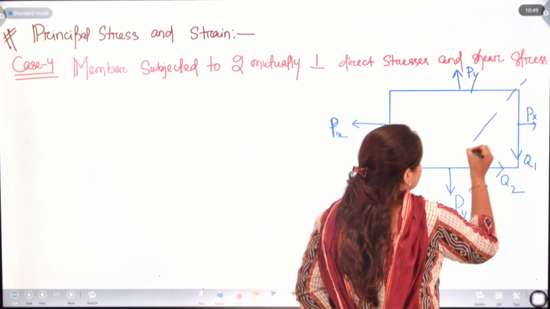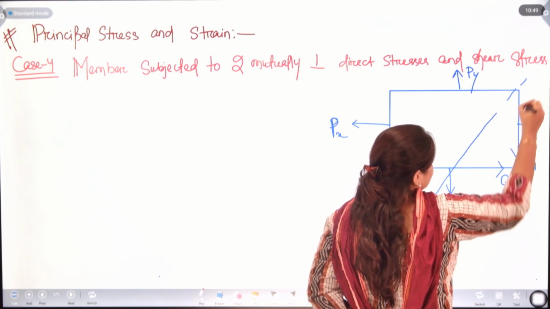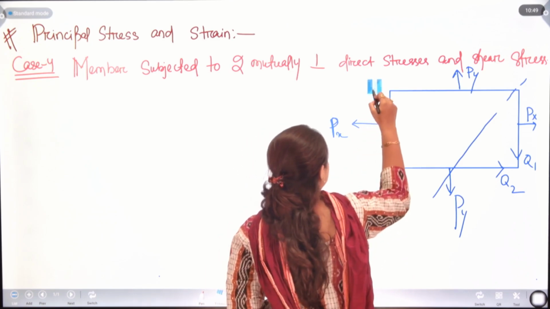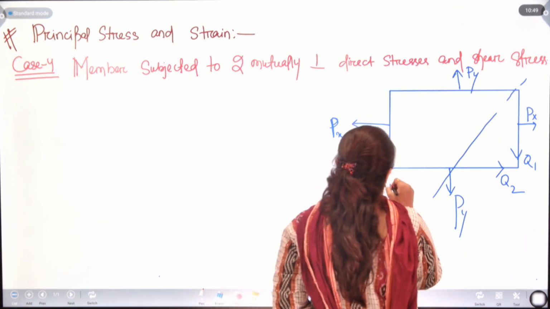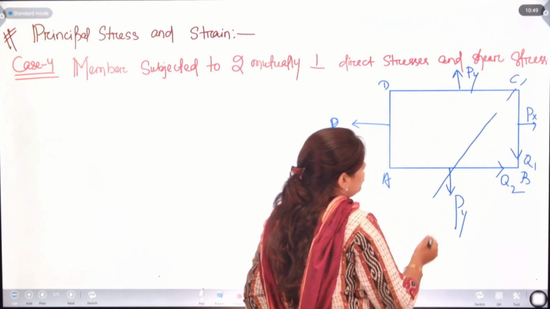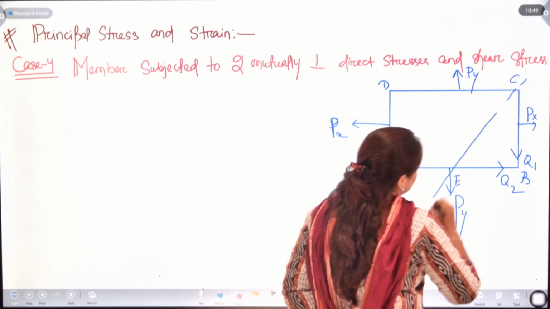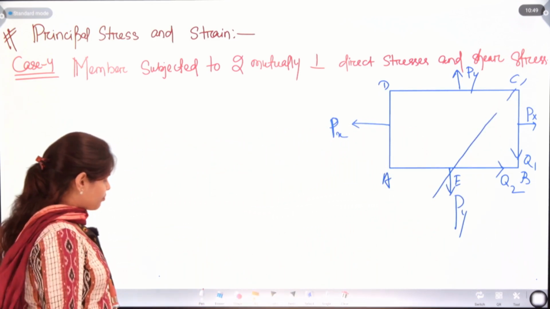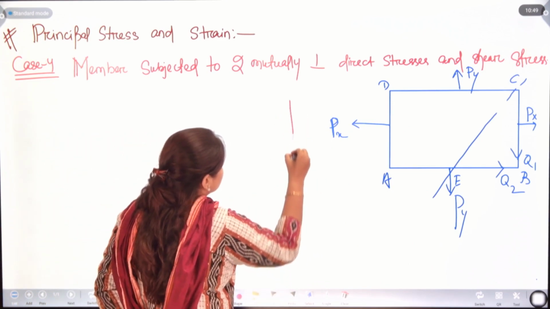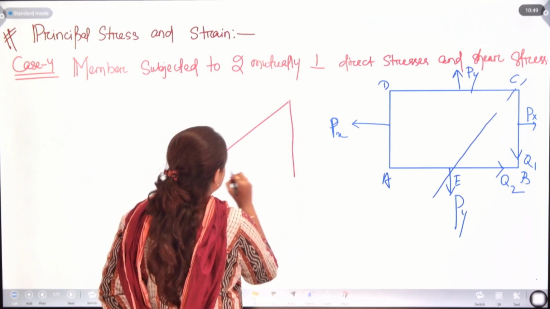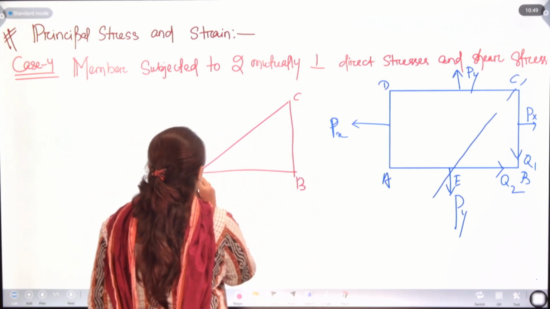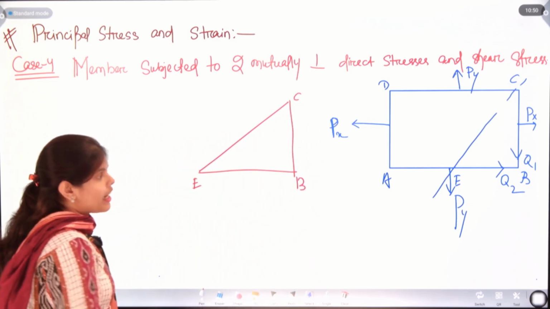Let's cut this section into this part. If we name it here A, B, C, D, and we cut the section with C, E, it will be easy to find out the tangential stress and normal stress. So, now we have the B, C, E triangular section.